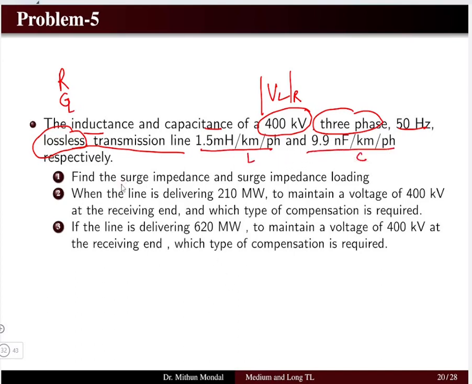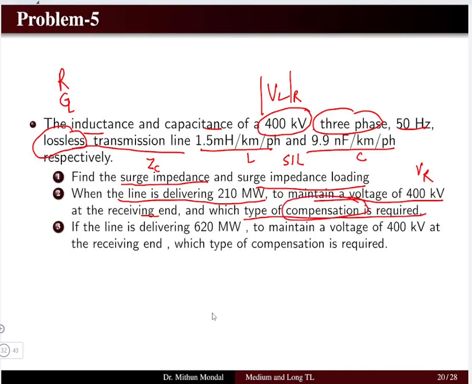You have to find the surge impedance and surge impedance loading. So you have to determine what is ZC and what is the surge impedance loading of the line that we have to calculate. When the line is delivering 210 megawatt to maintain a voltage of 400 kV at the receiving end, so here you have the receiving end voltage, which type of compensation is required? You know, compensation is basically improving the power factor of the line.